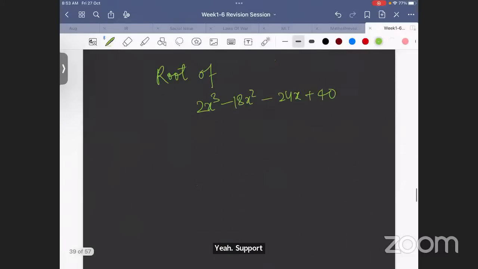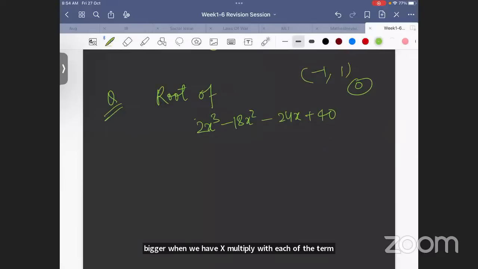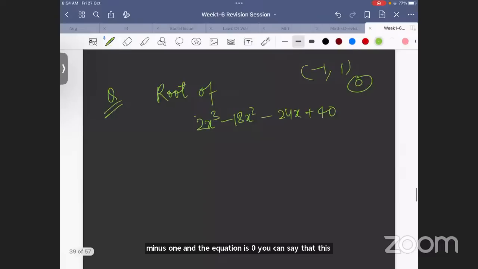So I told you one method to calculate the root of any equation. First, check with -1, 1 or 0. You can check 0 only when x is multiplied with each term. But for any equation, first start by checking -1 and 1. If you put in -1 and the equation is 0, you can say this is a root of the equation. If you find one root, then you can divide to get the quadratic equation and solve it to get the other two roots. Is this clear to you?